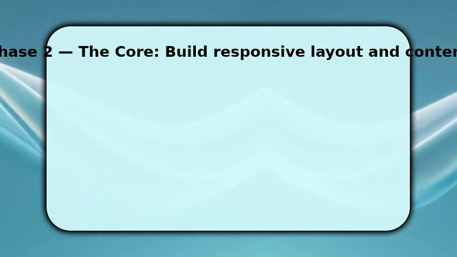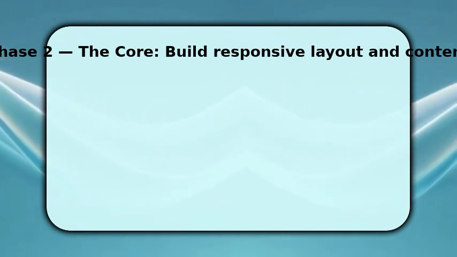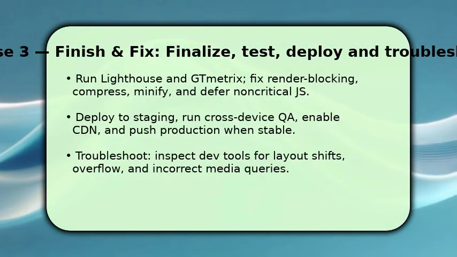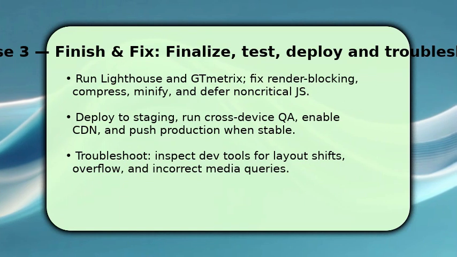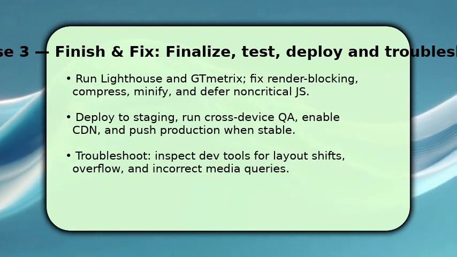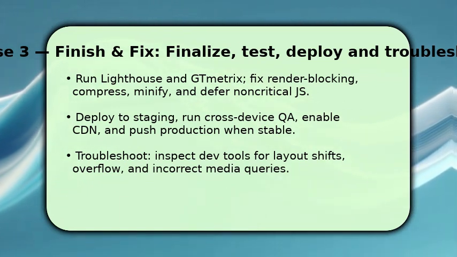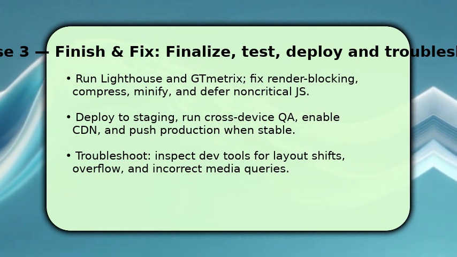You finish by running performance audits and applying fixes. Minify CSS, defer non-critical JavaScript, and enable a CDN to reduce latency. Deploy first to staging, run cross-device QA, and only push to production once stable.